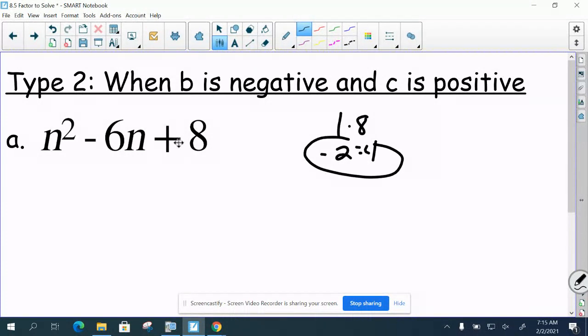So when the last term is positive, that means they're both going to be plus or they're both going to be negative. It can't be one plus and one negative because that would give us a negative answer for the multiplying term.